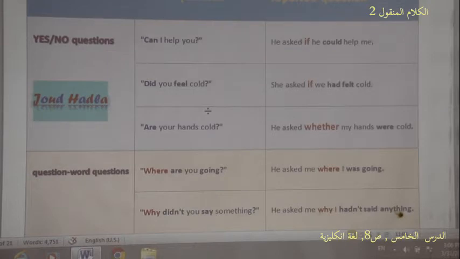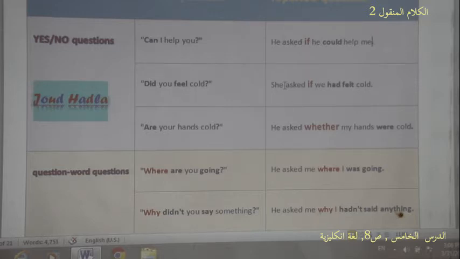Now another example in the past simple, a yes/no question. Did you feel cold? Now this question is a yes/no question. Why, dear students? Because we don't have a WH word. So the answer will be in this case yes or no. Imagine that a girl is asking me, did you feel cold? And she wants to report this question. What did she ask me?